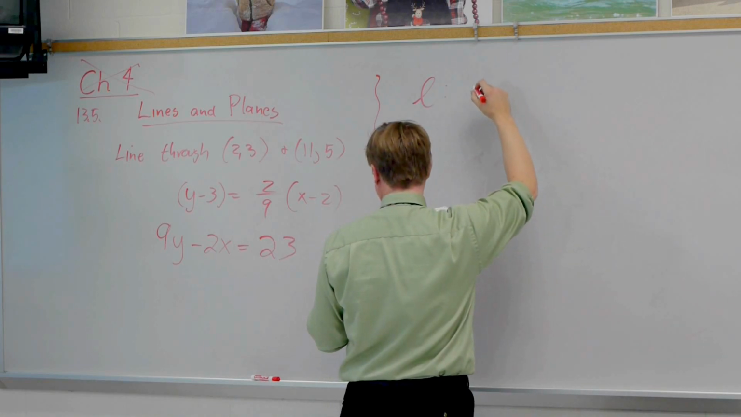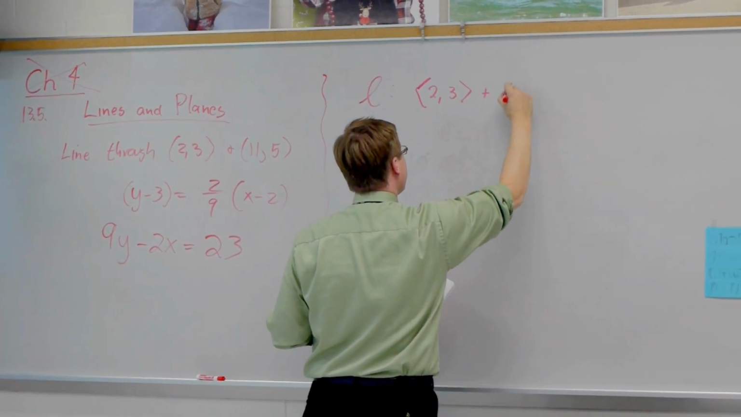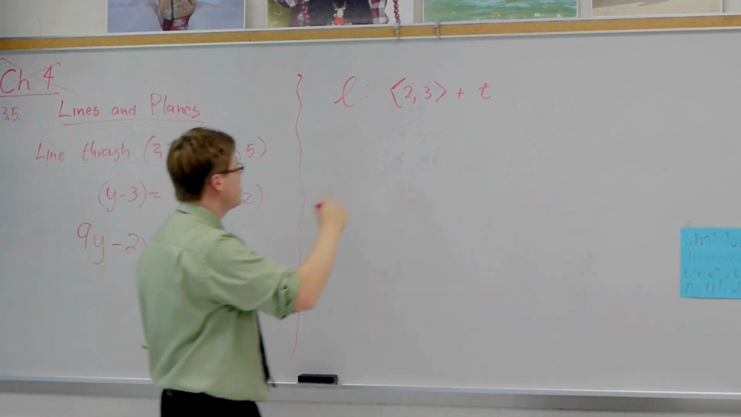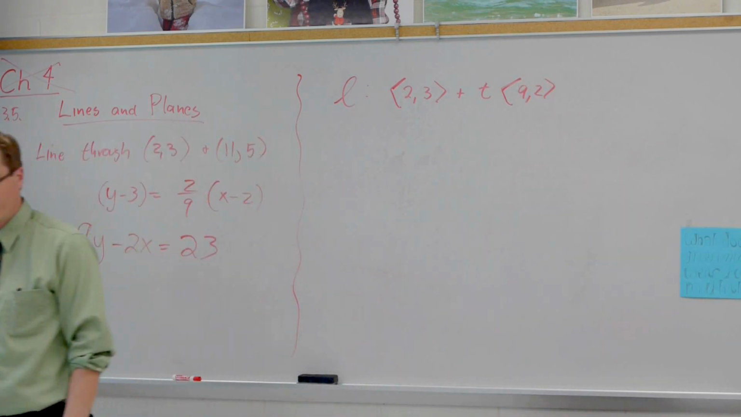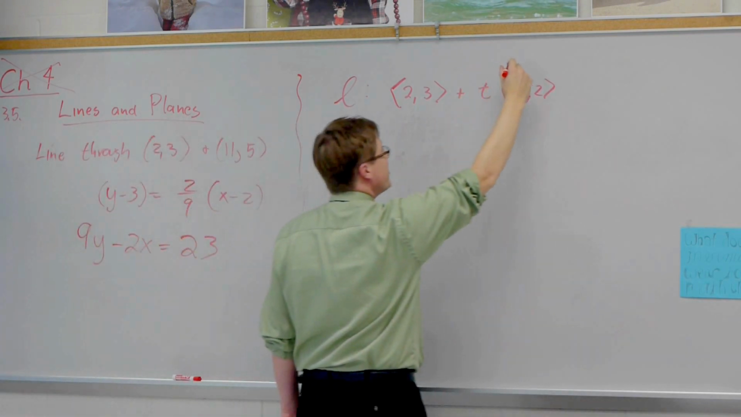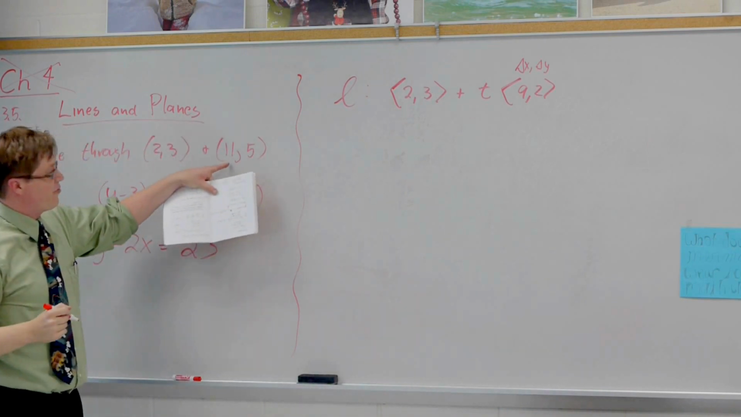I can write it this way: (2, 3) plus t times (9, 2). Now, why is that the same? What did I just do? Well, this (9, 2) is just delta x, delta y for that point.